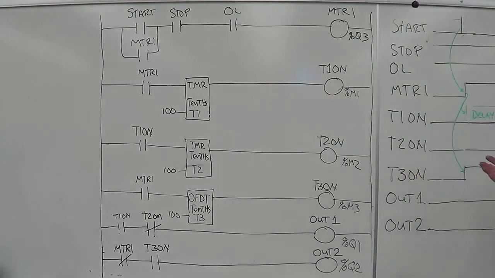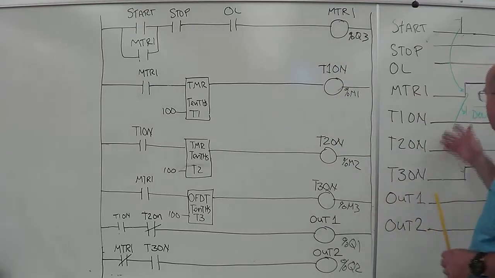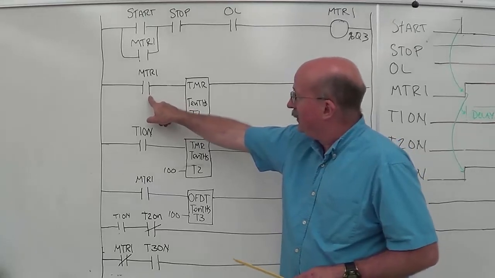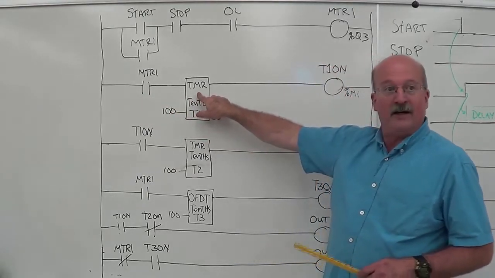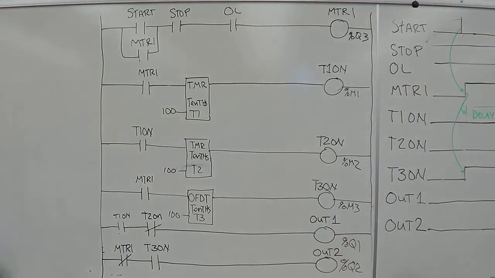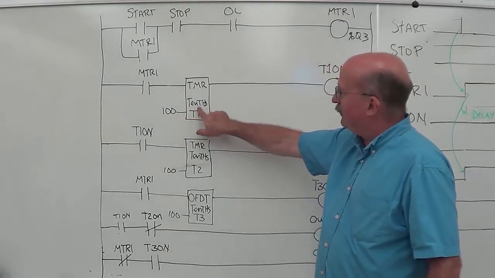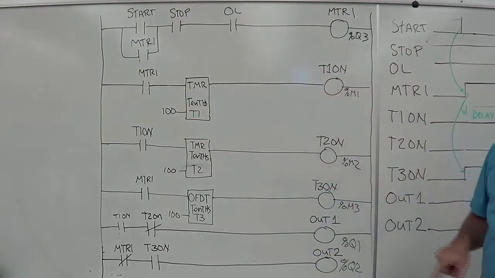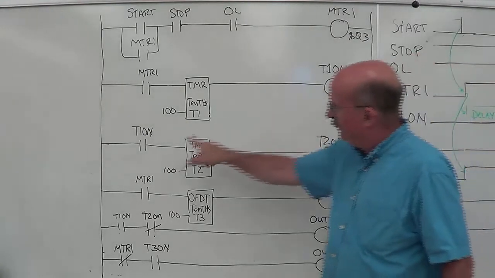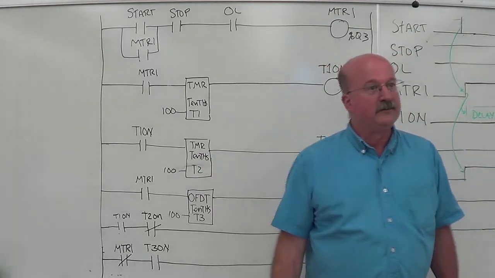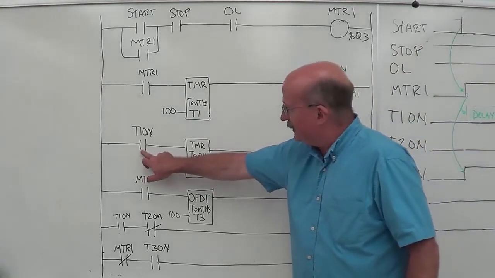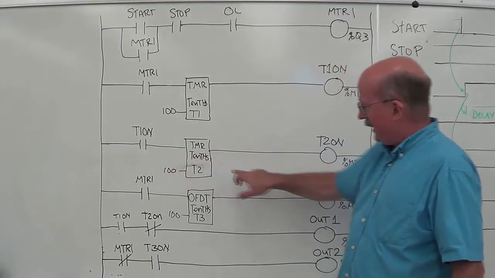Now if you remember on the timing diagram, motor 1 controls timer 1, right? So if I come over here, motor 1 closes, that starts timer 1. It's an on-delay timer. The output doesn't start immediately, does it? So we've got 100 for the timer, so 10 seconds later that coil will energize. Now that coil, T1 on, controls the second timer. 10 seconds after those contacts close, this output will turn on.